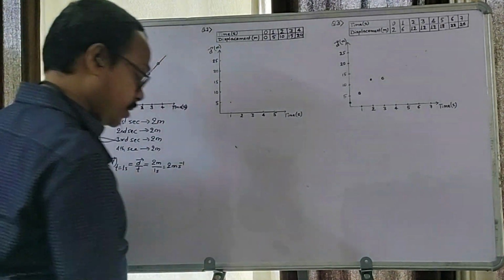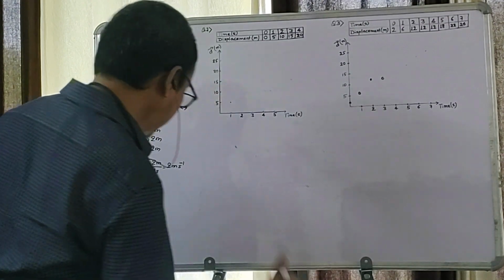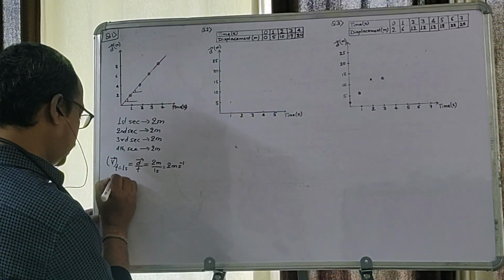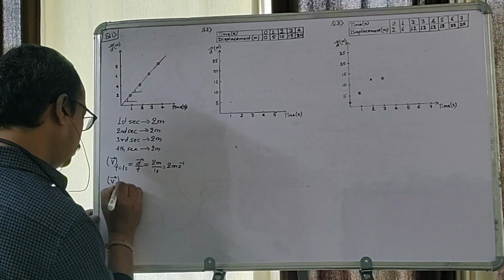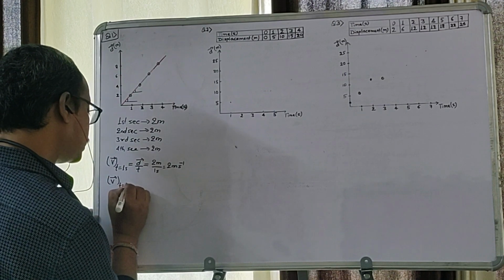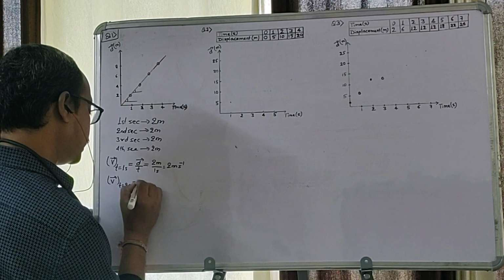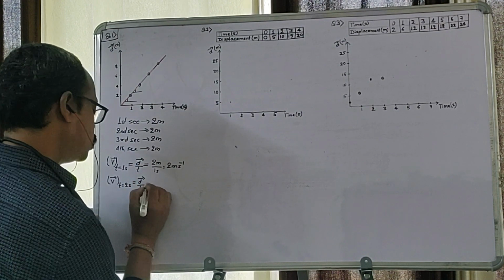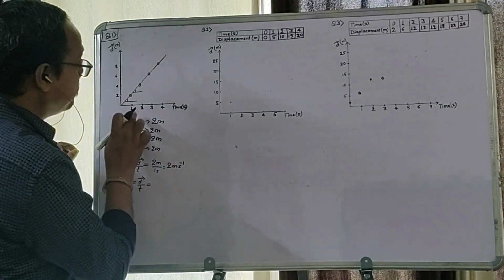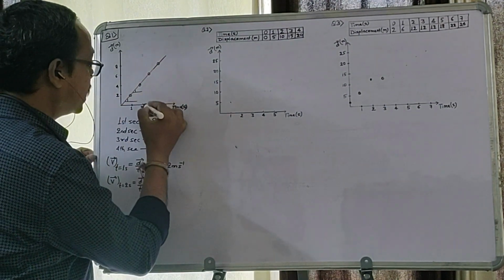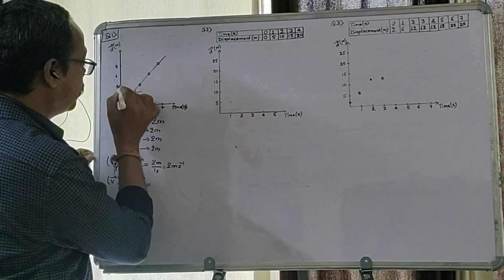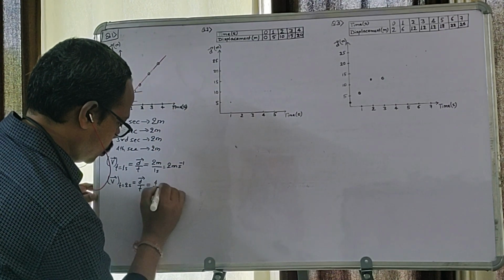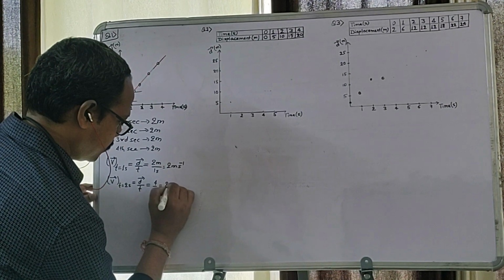Similarly, it is asking for the velocity of the body at 2 seconds and 3 seconds also. Velocity at the completion of t equal to 2 seconds. So again, d by t. What is the displacement made in 2 seconds? In 2 seconds, it made a displacement of 4 meter. 4 meter by 2 gives you again 2 meter per second.